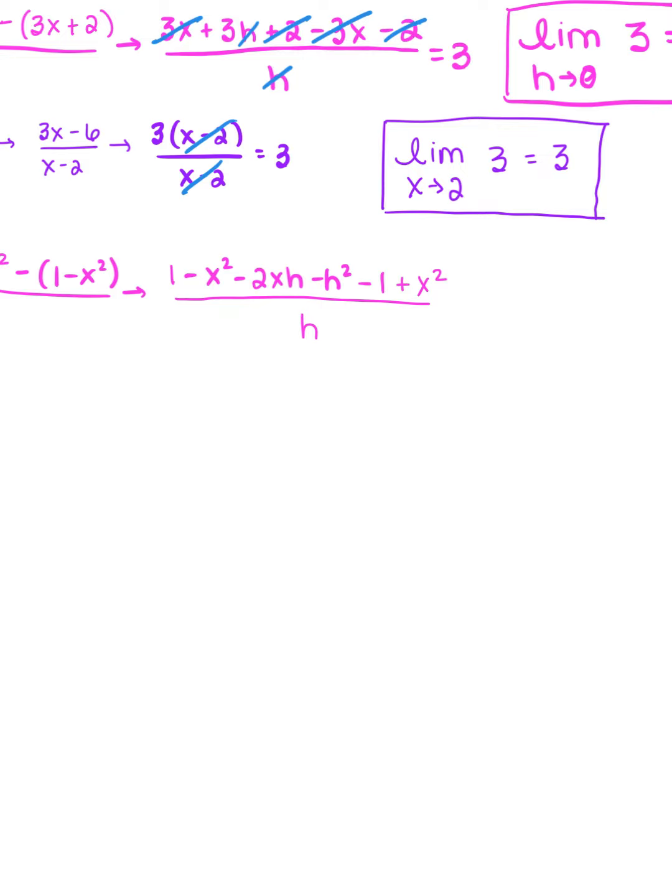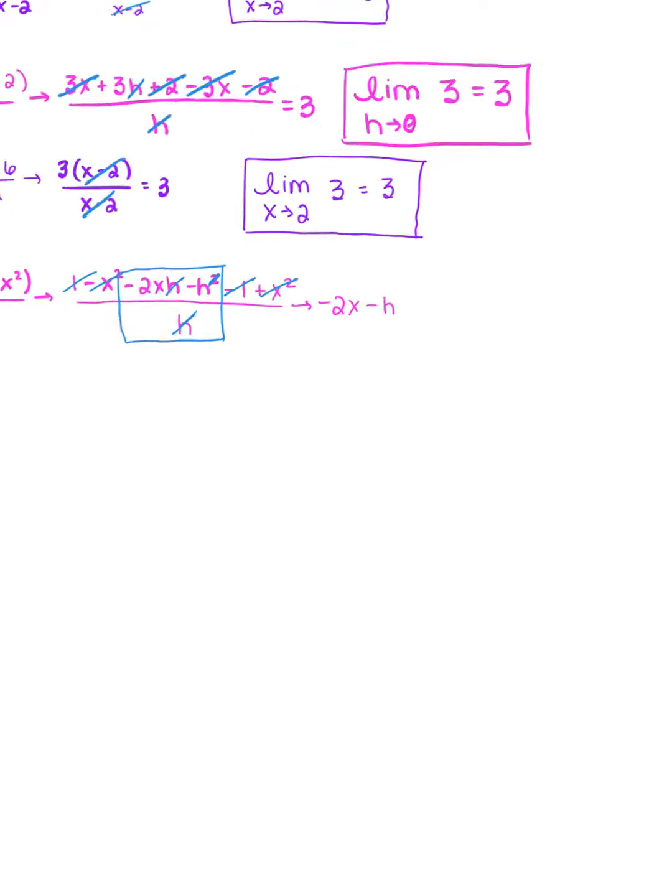And now let's see what we can clean up. I've got a 1 and a negative 1. I've got a negative x squared and a positive x squared. And that leaves me here. So when I go to divide by that h, I'm going to lose an h here and here. But then this h also cancels with the h squared, which means I just lose one of those h's. But I still have one left. So the final result of all of this simplifying is negative 2x minus h.